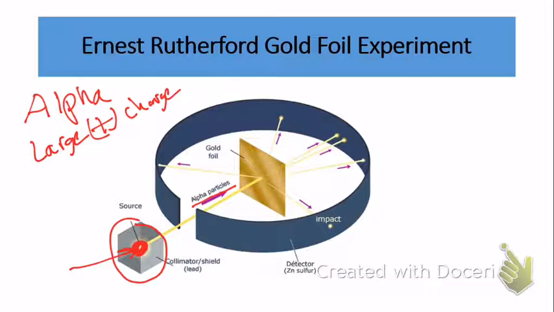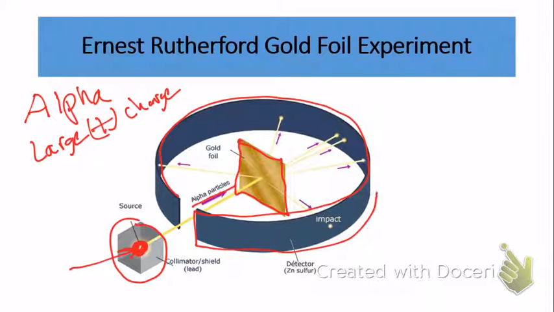So what he did is he got a very thin piece of gold foil, and he surrounded the gold foil by a screen, which is represented here. The idea is that the alpha particles would go through the gold foil and hit the screen. Now, the screen is going to act like photographic paper, where when the alpha particles hit it and the paper is developed, it should show where the alpha particles hit on the screen.